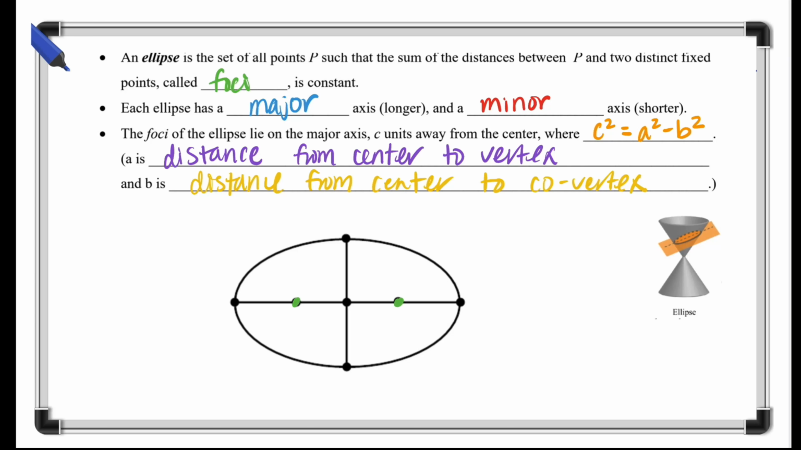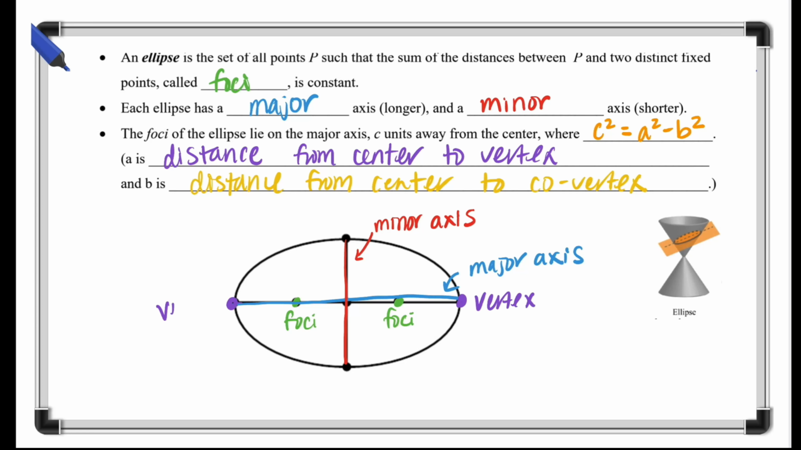Now let's go ahead and label this information here. So we have our two foci. We have a major axis, so again the longer axis. You also have the minor axis, which is the shorter. You have your vertex here and here, so again, that's going to be on the longer axis. You have your co-vertex, and then you also have the center.